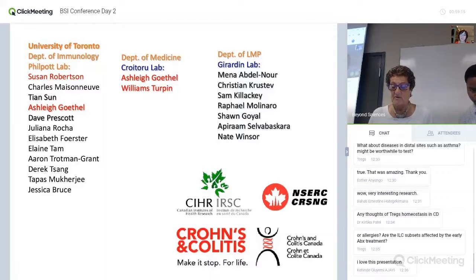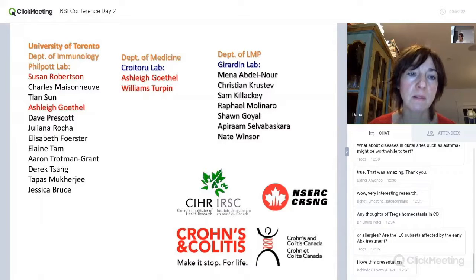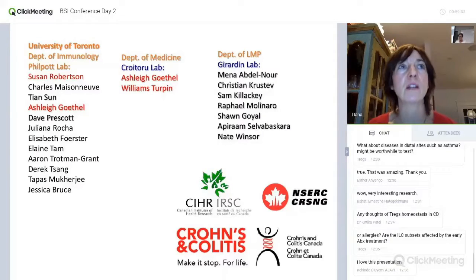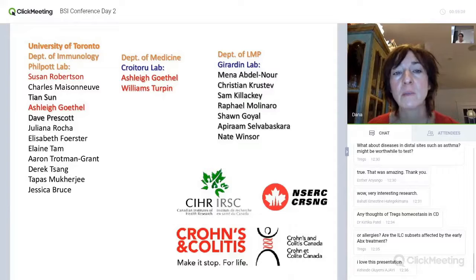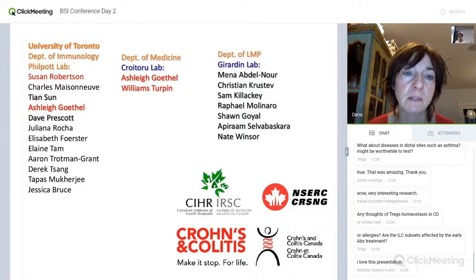any thoughts on Treg homeostasis in Crohn's or allergies, and are the ILC subsets affected by the early antibiotic treatments? So we have not yet looked at ILCs in this model. I think it's really the beginning of this kind of early life perturbations. It's a theme that we're really exploring in my lab at the moment. Early life perturbations, whether it be antibiotics or early life infections, we're trying to understand if this has any influence on ILCs, but also Tregs, and different proportions of T cell subsets within the gut. So that's something that we're definitely following up on with these models.